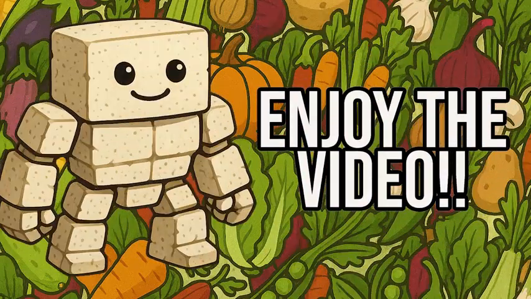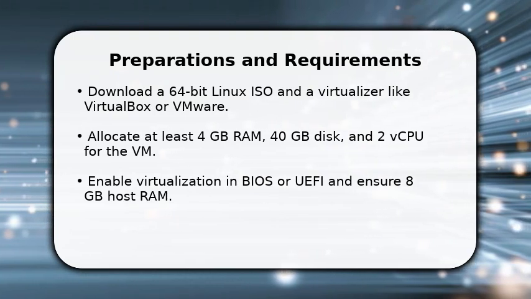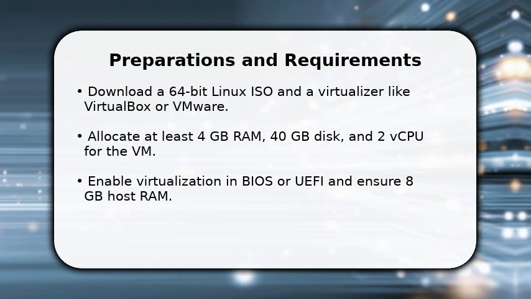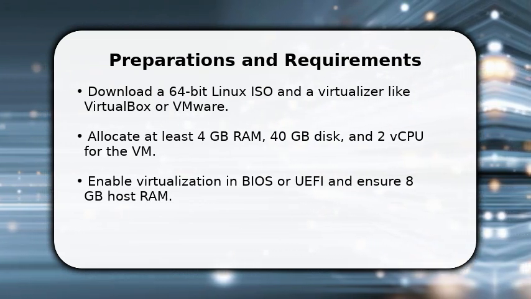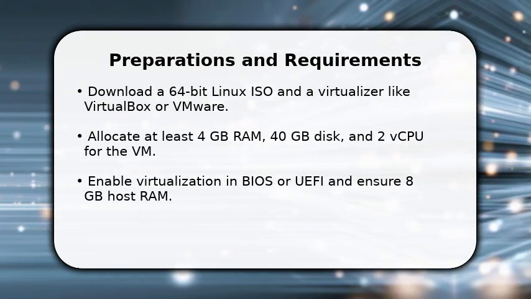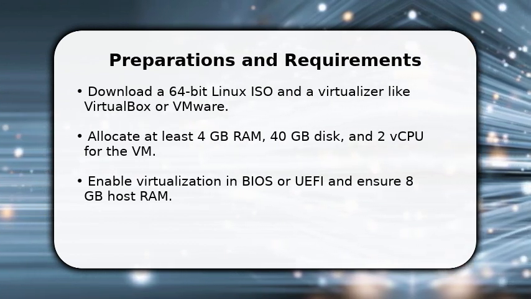Please enjoy the video. First, decide which Linux distribution you will install and download a 64-bit ISO file. Next, choose a virtualizer application such as VirtualBox or VMware Workstation Player. Verify your host has at least 8 GB RAM and enough disk space for images and snapshots.